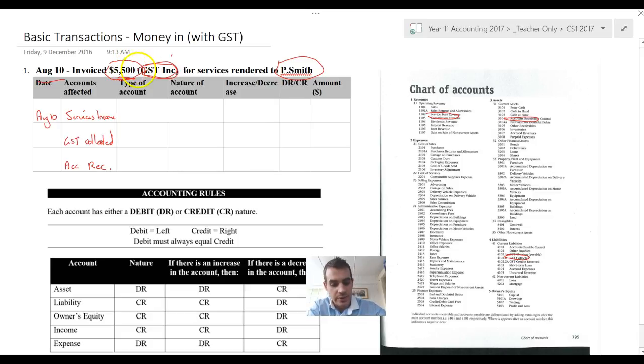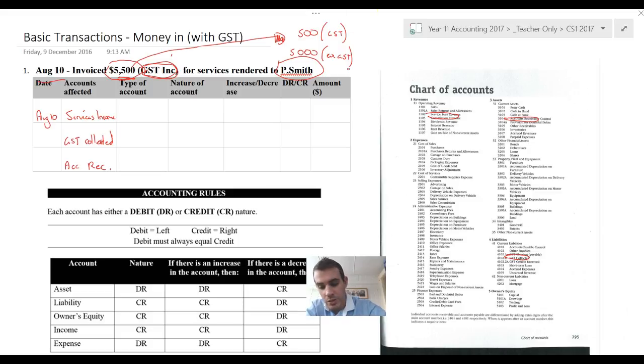Before we fill out the rest of it, let's break this up into its GST components. So 5,500 total. If I divide that by 11, I'll get $500. That's the GST component. Therefore, the ex-GST amount would be $5,000. All right, we now have all the information we need to fill out the rest of this transaction table.